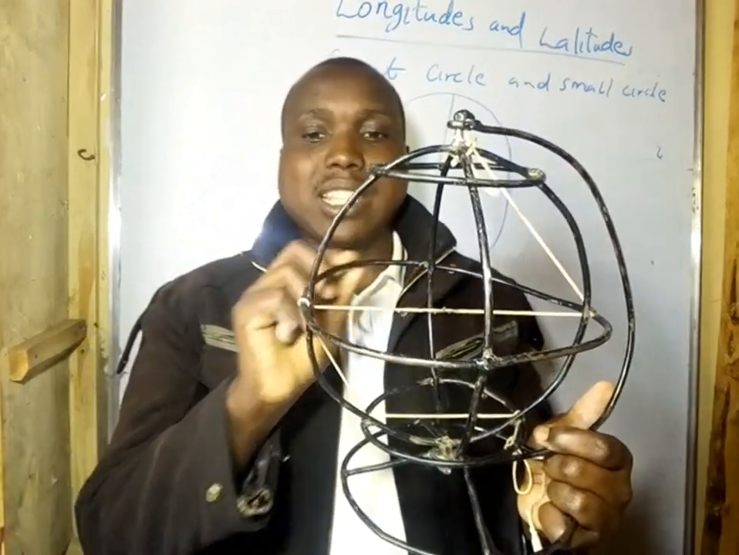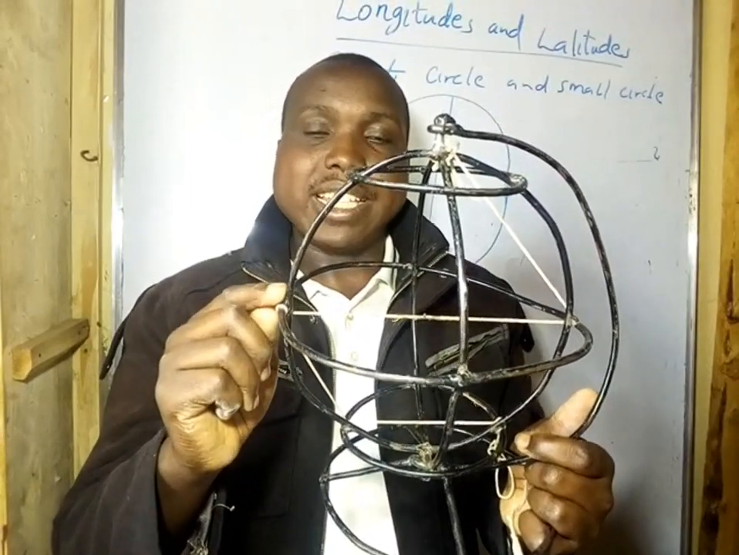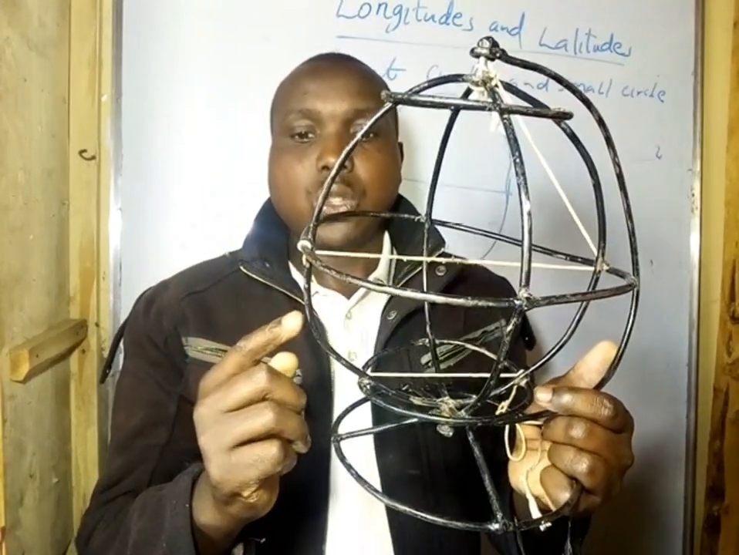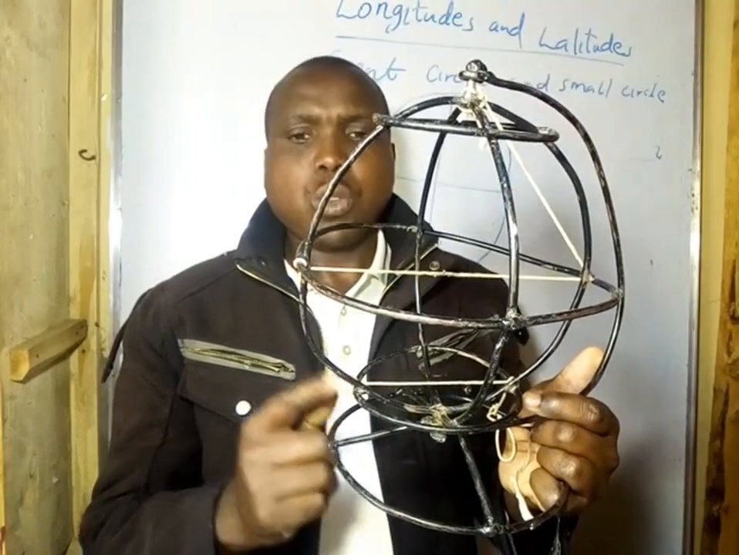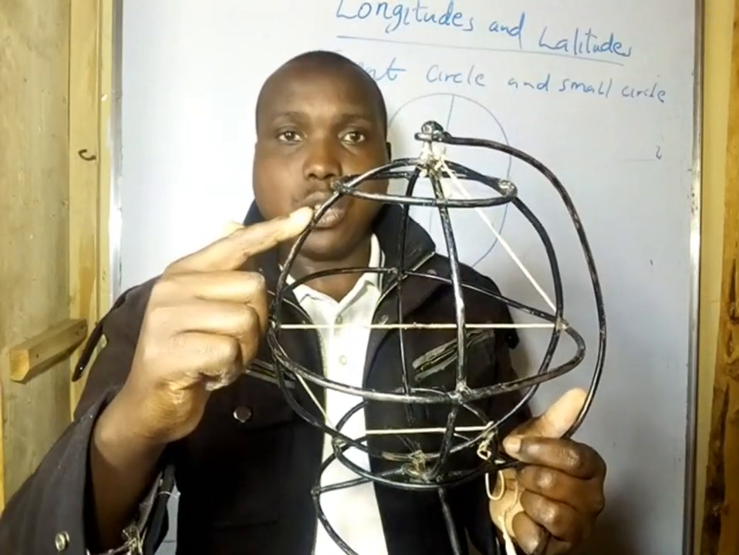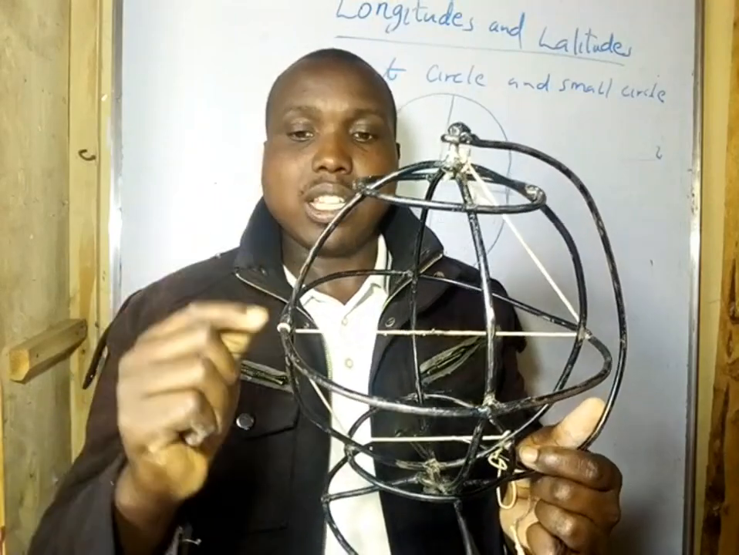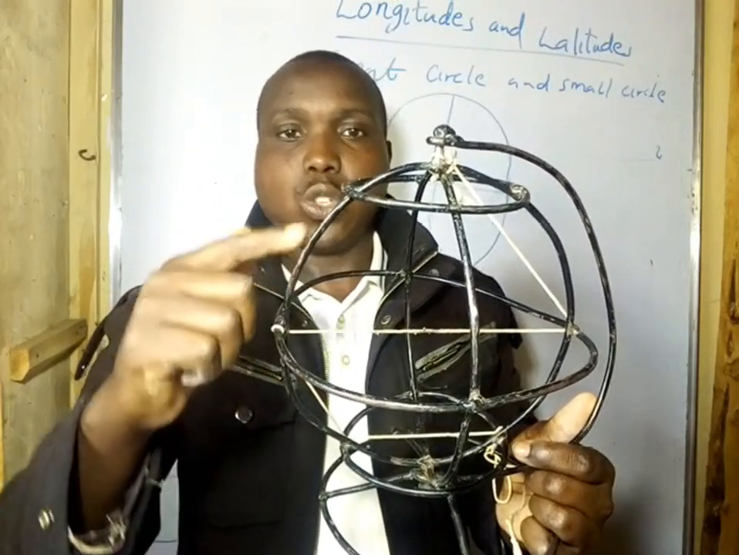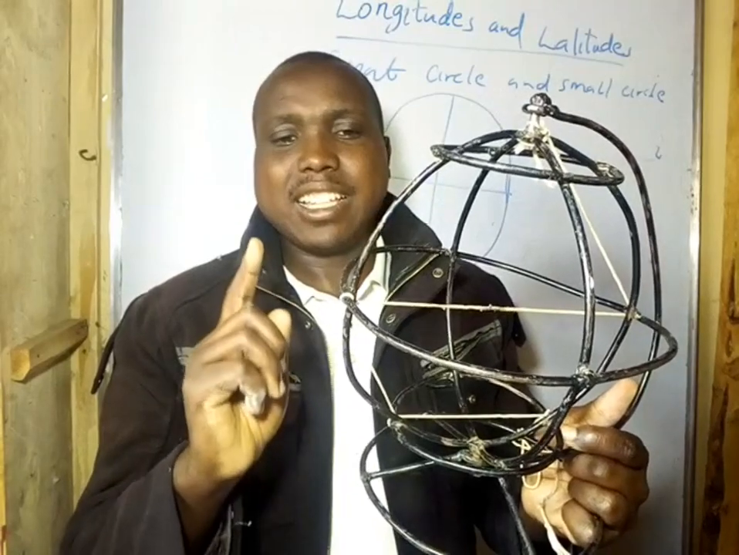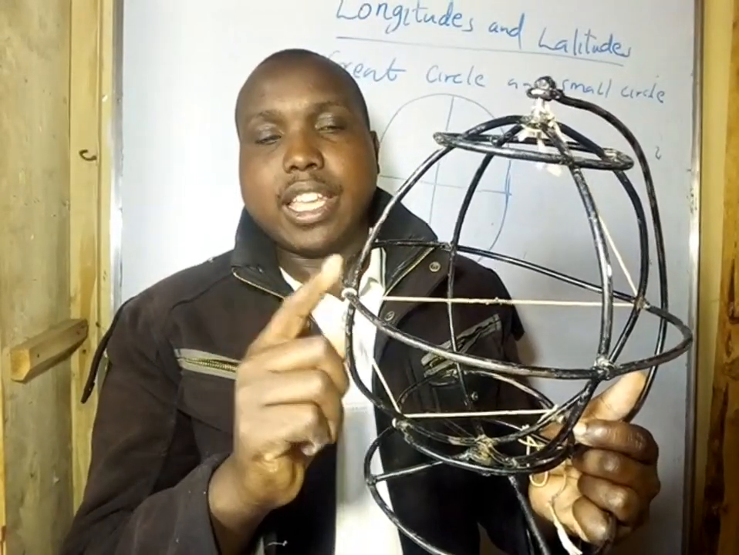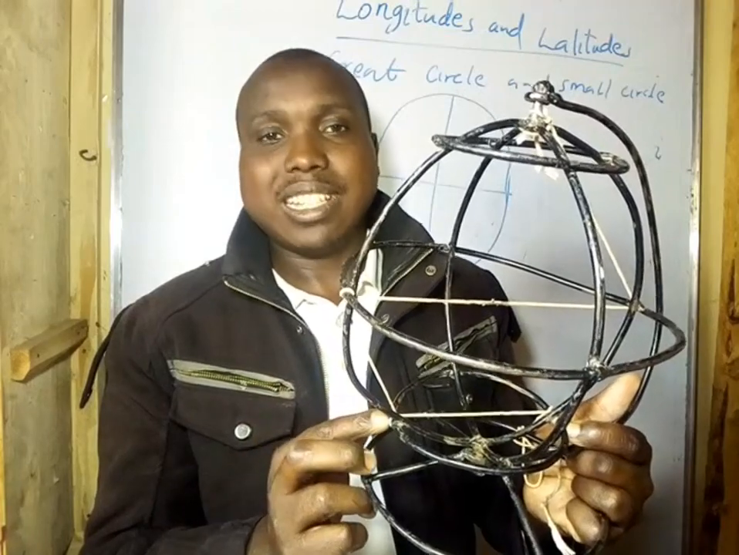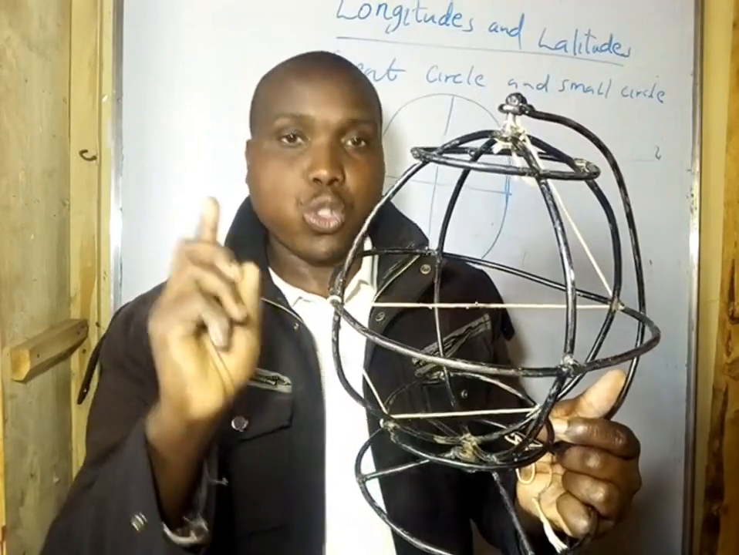So the equator is 0 degrees. We have 1 degree north, 2 degrees, up to 90 degrees north. And then we have 1 degree south, 2 degrees south, up to 90 degrees south. So any latitude above 0, that is 1 north, 2 north to 90 north, and any latitude below the equator, which is 1 degree south, 2 degrees south, 3 degrees to 90 degrees south, are all small circles.